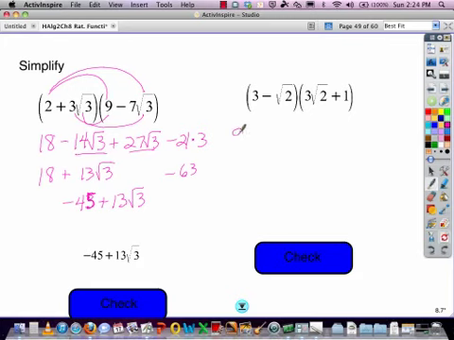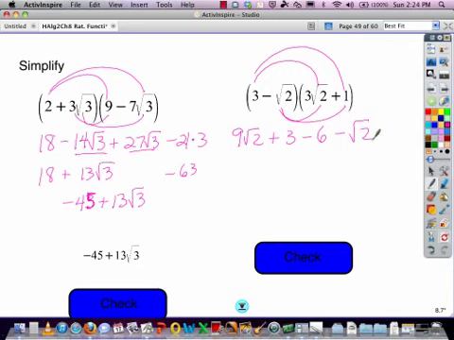And last but not least, one with a sign in it, a different combination. First times first would be 9 root 2. Outside times outside, there are normal numbers, so just like normal, so plus 3. Inside times inside, the only thing we can multiply is the radical 2, so be careful. We got a negative 3 times radical 4. Radical 4 is really 2, so 3 times 2 is 6, and it's still a negative. And then last times last, we got a negative root 2.